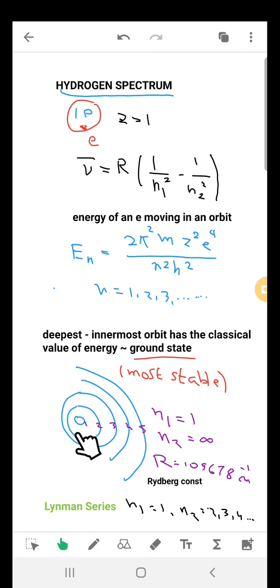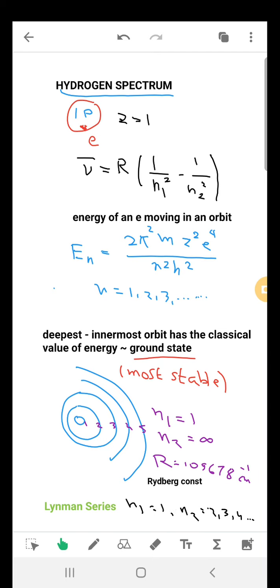Now, the atom can shift to the second state, the third state, the fourth state, and the fifth state. Based upon that, we have different hydrogen spectrum series. If the electron shifts from the ground state n equal to 1 to the next excited state, then we have the Lyman series. In that case, we take n1 equal to 1 and n2 equal to 2, 3, 4.